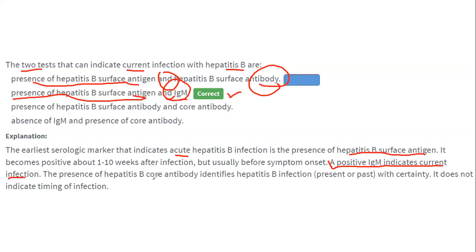The presence of hepatitis B surface antibody and core antibody, choice number C, indicates hepatitis B infection, but not necessarily current, it could be present or past. It does not indicate the timing of infection, but maybe the patient has a previous history of hepatitis B.